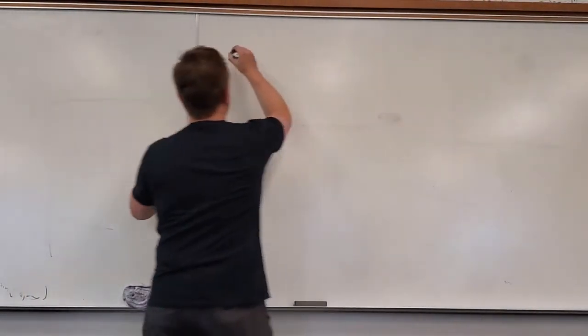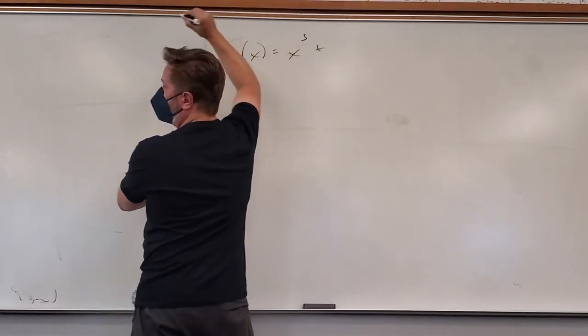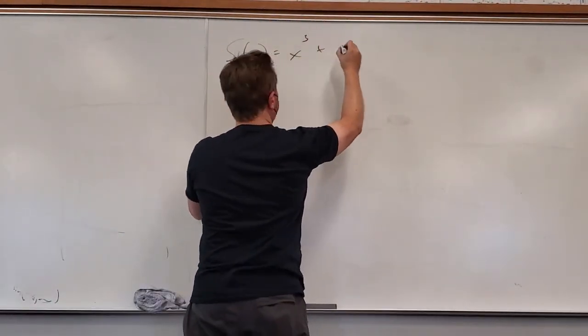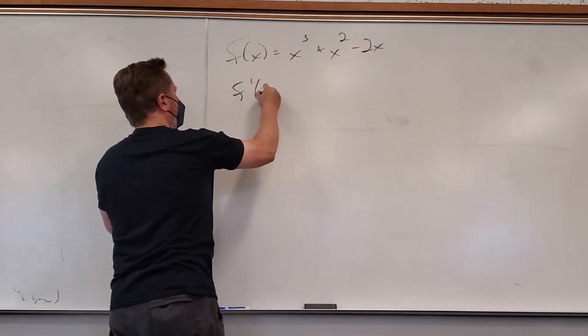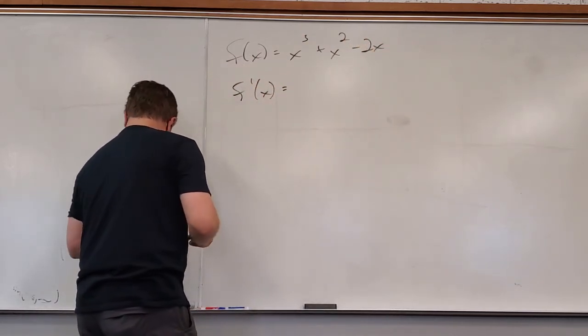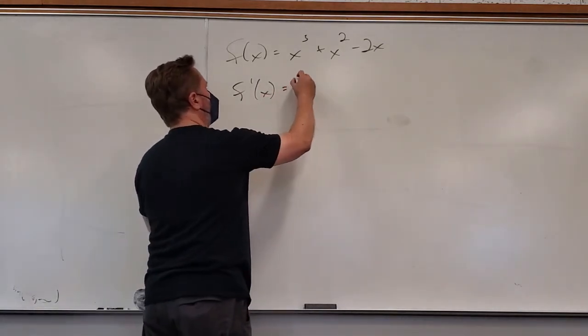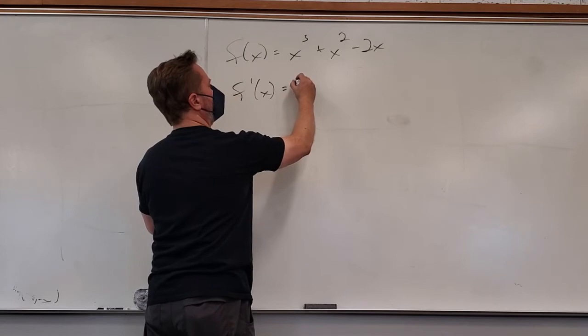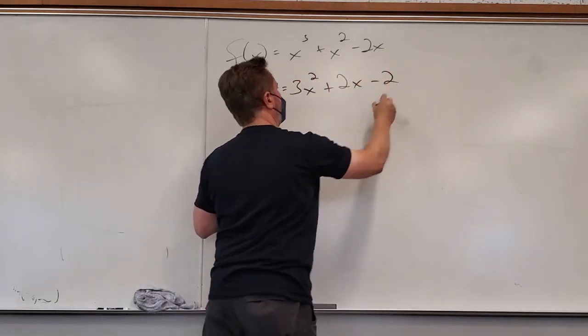All right, so let's write this f of x. All right, so take the first derivative. What do you get? 3x squared. All right, 3x squared plus 2x plus 2. Okay.